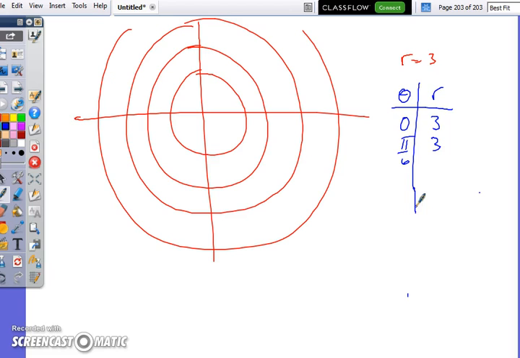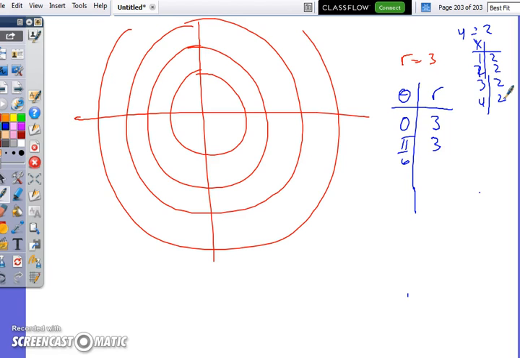Wait, what's the math behind this? Just because? Where's the theta? You need thetas? It's always going to be 3. Just like when we had y equals 2, and we put in our values of x, and guess what we got? 2, 2, 2, 2, 2. It's the same thing here.